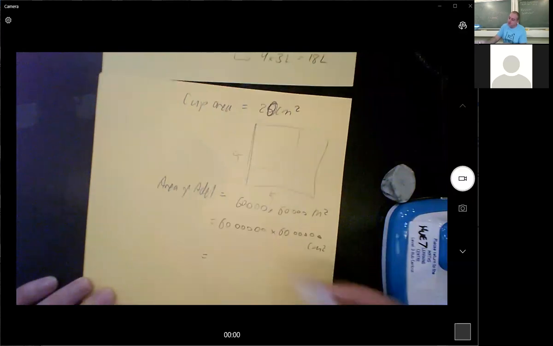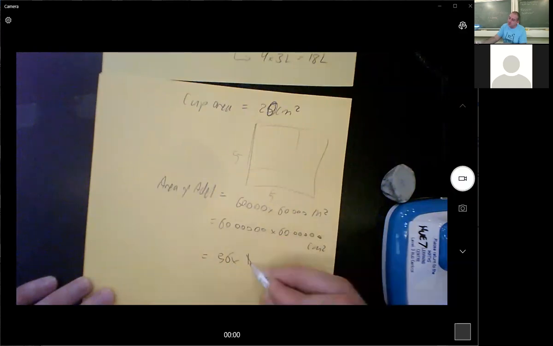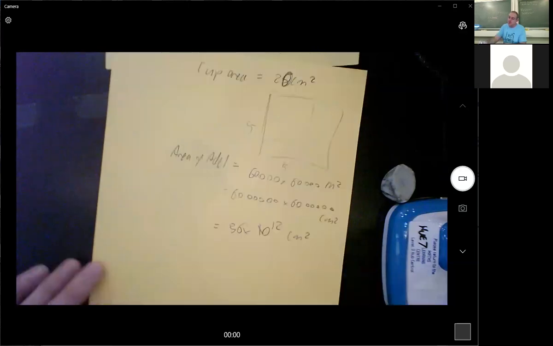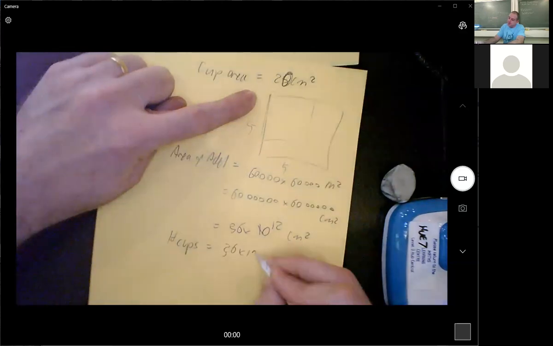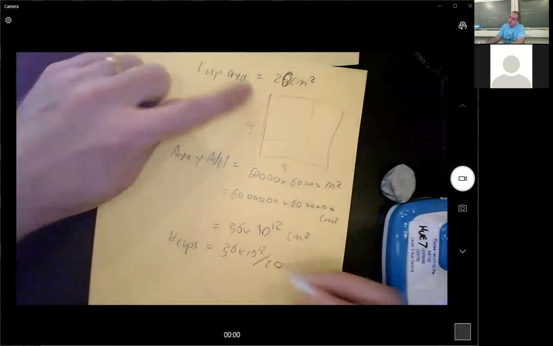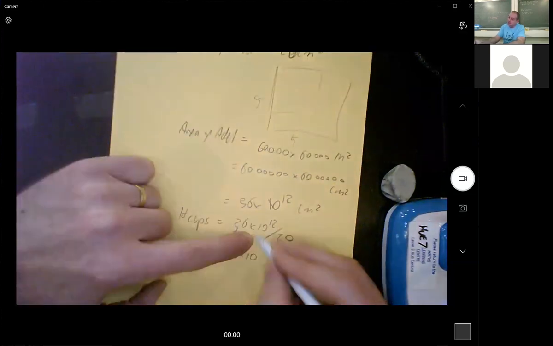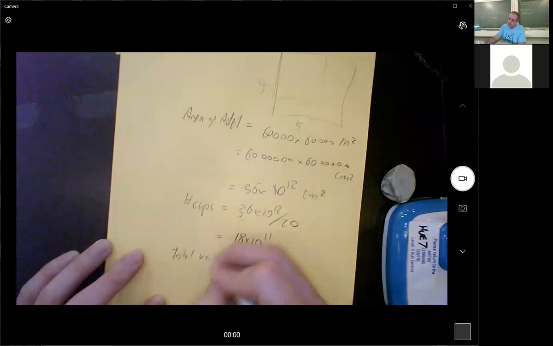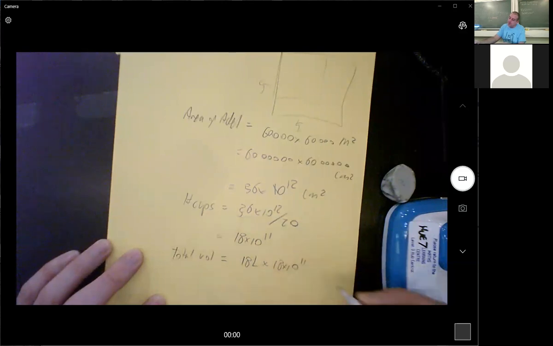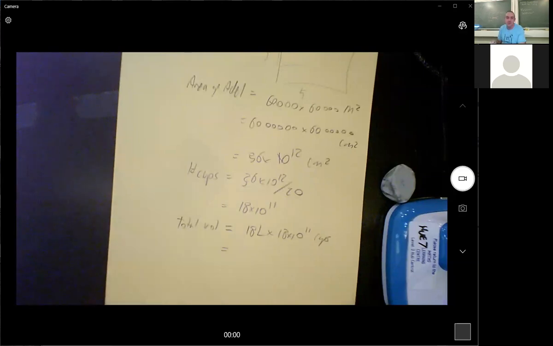And so that would be 36 times 10 to the 12. And so the number of cups is this divided by 20, which is 18 times 10 to the 11, since 36 divided by 2 is 18, and 10 to the 12 divided by 10 is 10 to the 11. And so the total volume would be 18 liters times 18 times 10 to the 11 cups, which is however many liters it is.